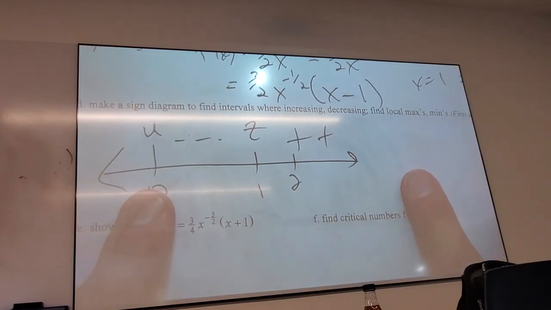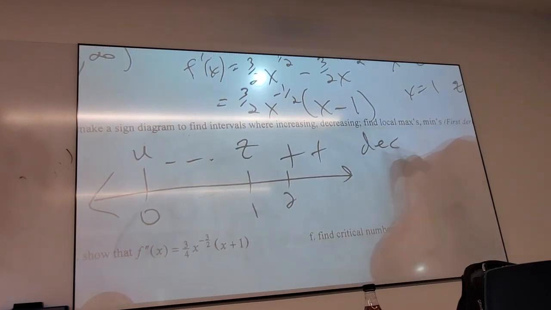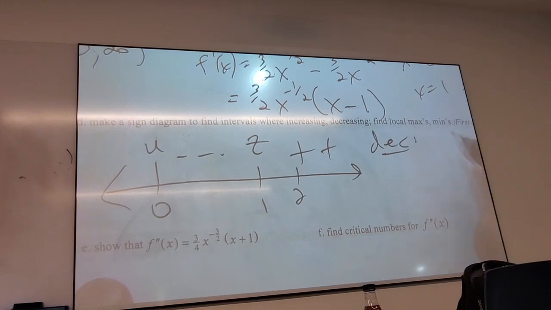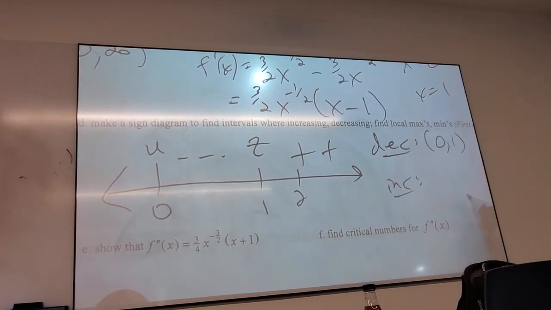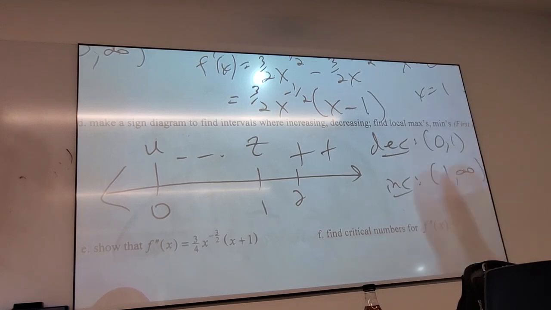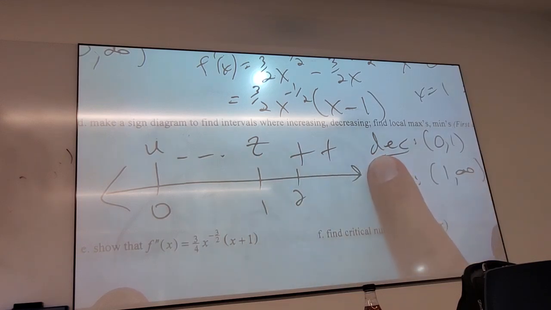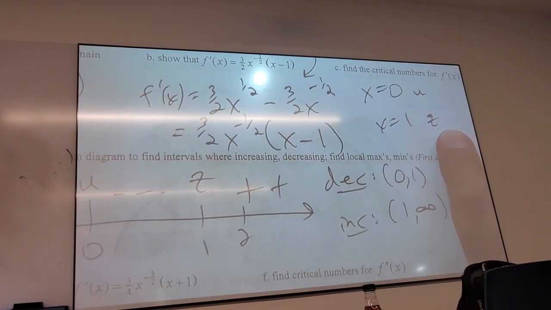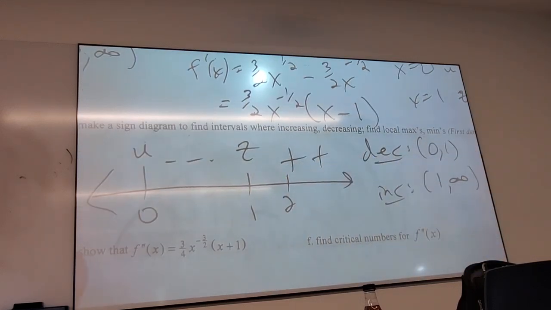What does this mean? Can somebody tell me an interval where this is decreasing? 0 to 1. Can somebody tell me an interval where it's increasing? 1 to infinity. Is there another place where the derivative is 0 after this? No, because we found everywhere this is 0. So it can never change sign ever again because it doesn't go through 0.